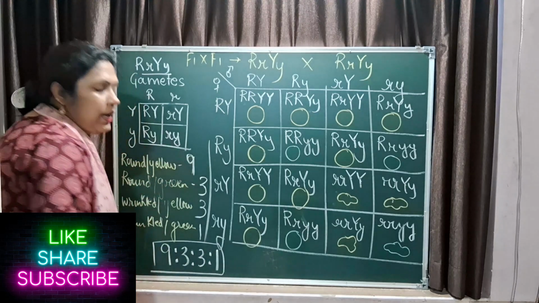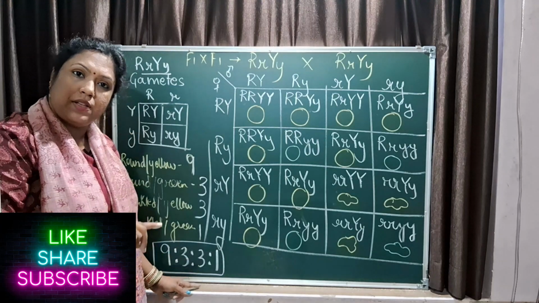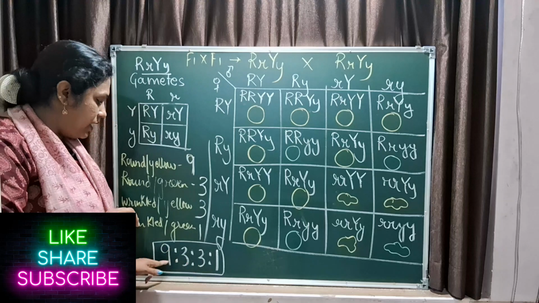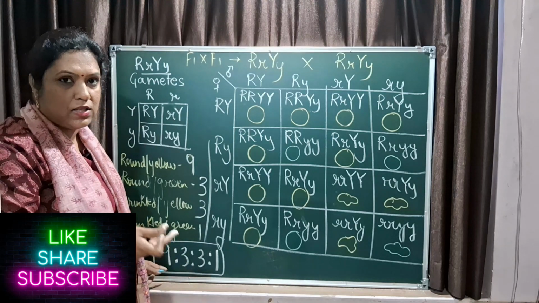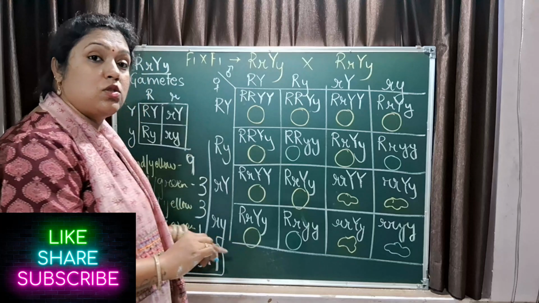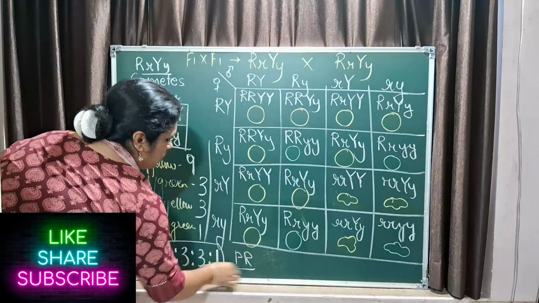So this becomes your phenotypic ratio of the F2 generation for a dihybrid cross. 9:3:3:1. You can see here in the F1 generation also you had the ratio 3:1. And 9:3 is what? If you simplify, it's 3:1 only. So just a way to remember, 9:3:3:1 is your phenotypic ratio.